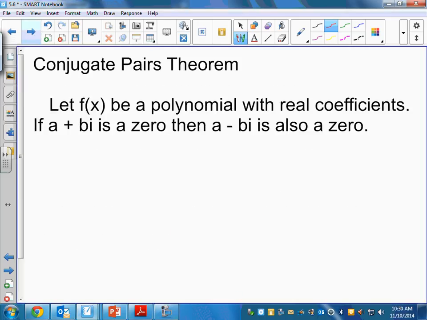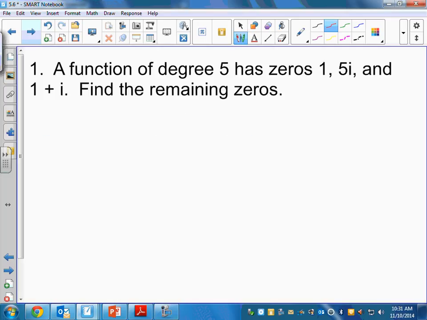The other little rule today, before we get started, is that imaginary numbers always come in pairs. So if f of x is a polynomial function with real coefficients, and a plus bi is a zero, then its conjugate a minus bi is also a zero. That is important because you can't have i's left in your polynomial at the end. So if I give you one imaginary zero, I don't have to give you the other one, because you're going to automatically know that the other one exists. So let's see if the next example helps us with that.